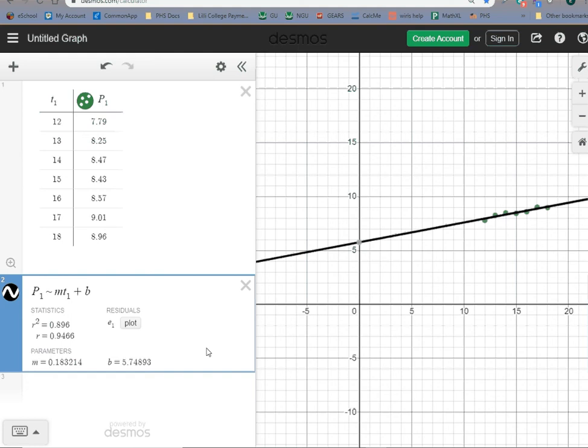It tells me that the slope of the best fit line is 0.183214, and we keep going, but it rounds it to that many places, just for visual purposes, right? Because otherwise it's too cumbersome to write. The y-intercept of the best fit line is 5.74893.